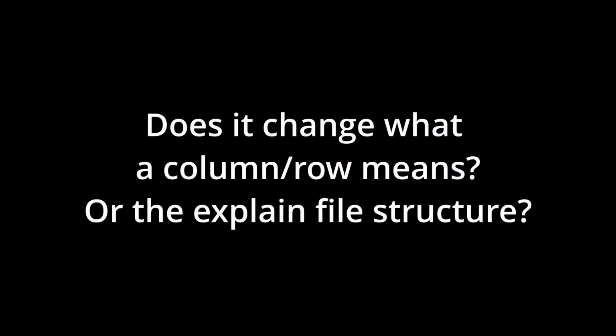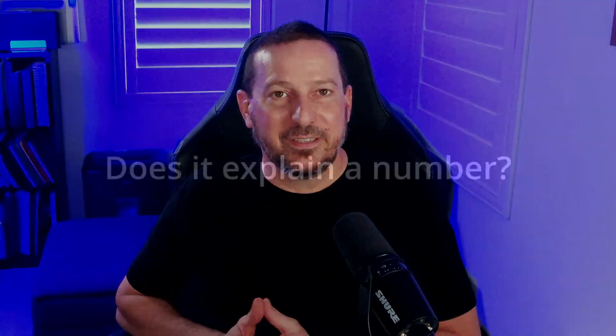Does this change what a column means, or what a row is, or how the file is put together? If so, then it does go into the cheat sheet. But instead, if it explains a number, it does not go into the cheat sheet. It goes into the chat when you're doing the analysis.